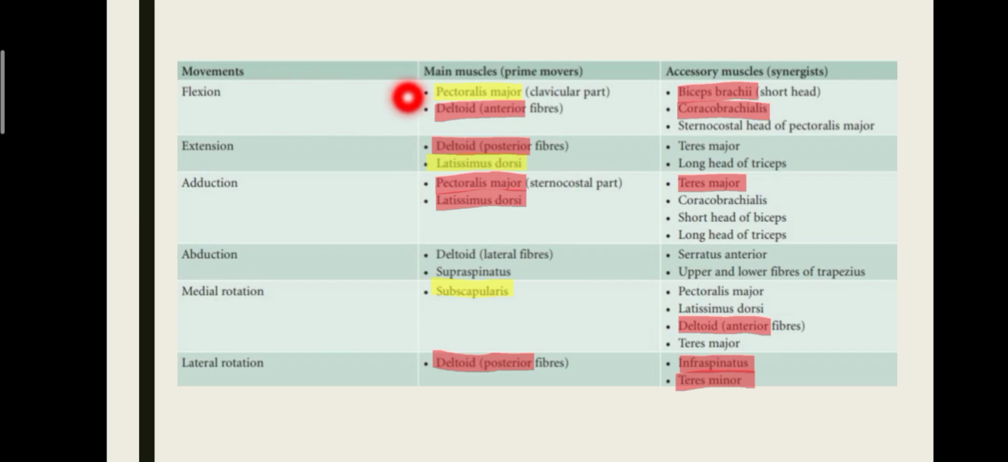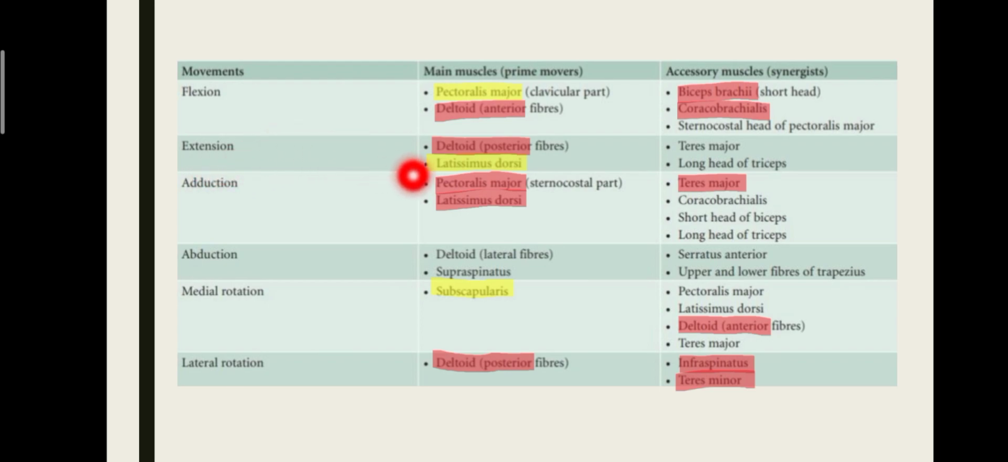For flexion, pectoralis major is the most important muscle, and you should be writing this. And the other muscles that assist are the anterior fibers of deltoid, biceps brachii and coracobrachialis. So all these 4 muscles are going to cause flexion. Okay, next is your extension.